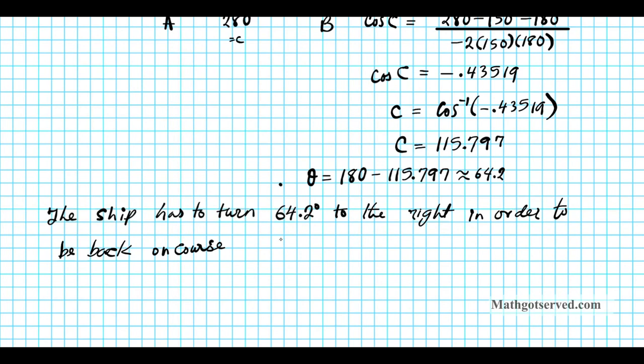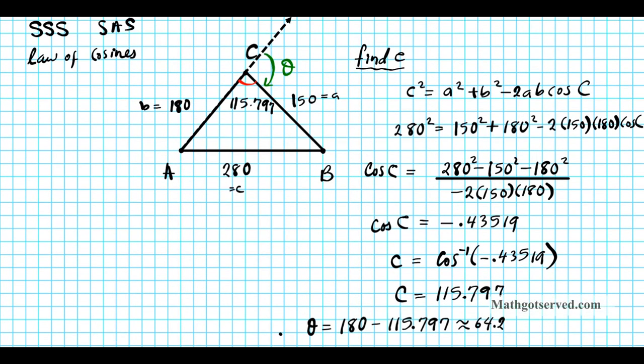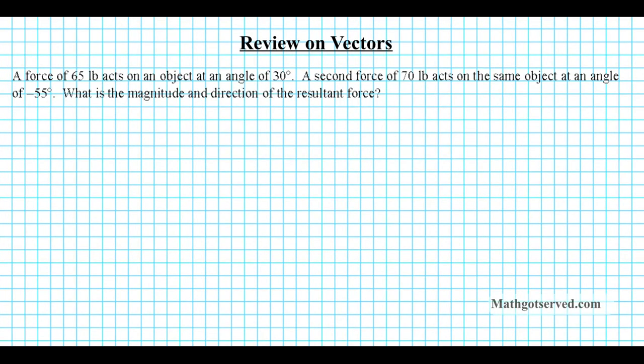Alright, so let's see how that value or solution looks like in the diagram. So this is the angular rotation that the ship must undergo in order to be back on track, and the value of theta, like we found out earlier, is 6.